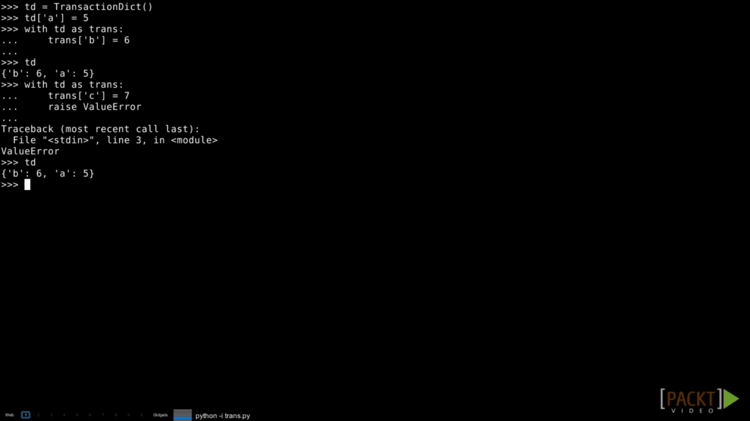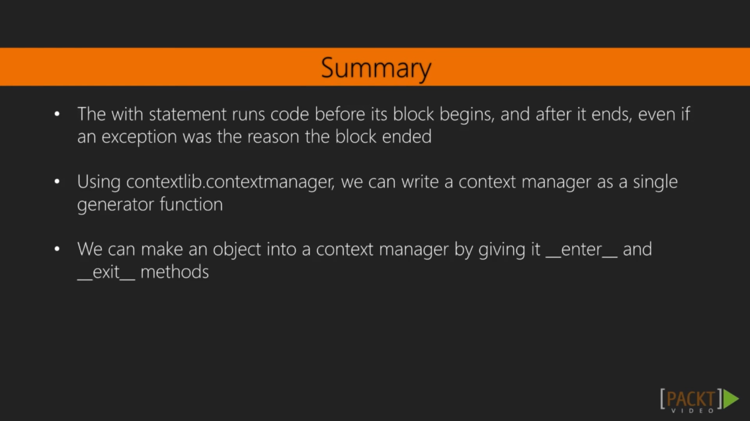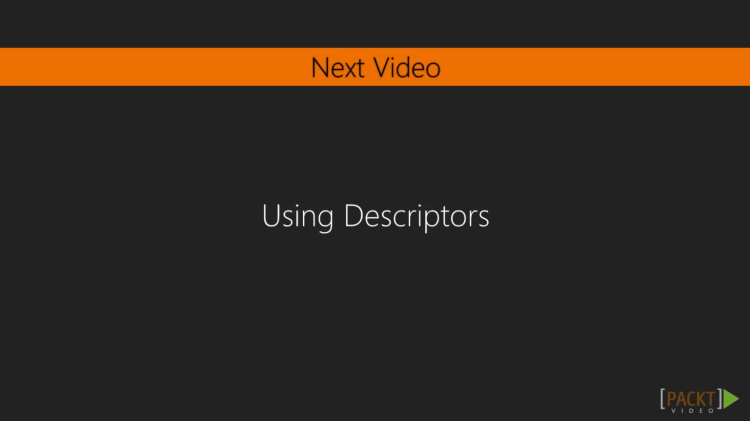Now that we have a good grasp on the mechanics of context managers, we only have one more piece of programmable syntax to cover. The with statement contains a code block, and runs code both before that block begins and after it ends, even if an exception was the reason why the block ended. Using the contextlib.contextmanager decorator, we can create a context manager using a single generator function, again, simple syntax. We can also make an object into a context manager by giving it double underbarred enter and exit methods. In the next video, we'll change the way variable accesses work by using descriptors.